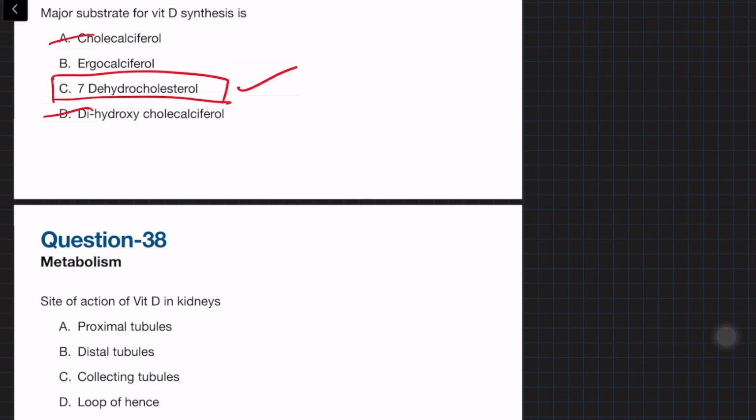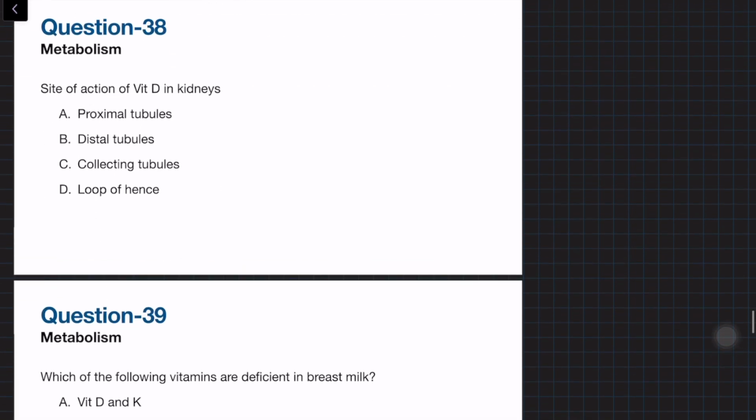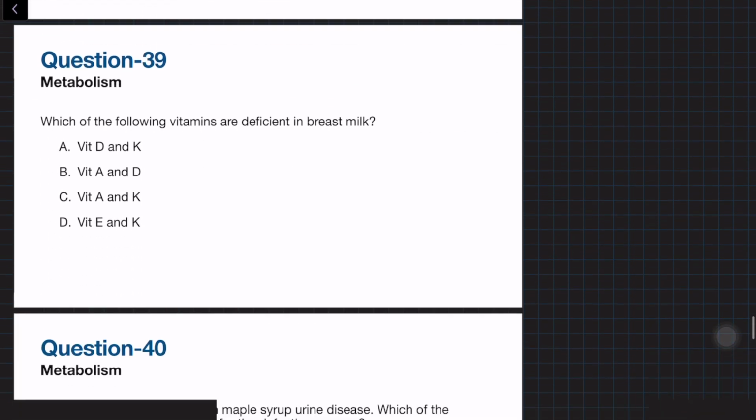Cholecalciferol is another name for vitamin D, so it is not a substrate. If you mark that, it means you are not reading the questions properly. Site of action of vitamin D in kidneys. Again, a vitamin D question, the answer is distal tubules. Vitamin D can act in bones, in kidney, and also in intestines. It tries to increase the calcium levels. So in distal tubules, it increases the reabsorption.